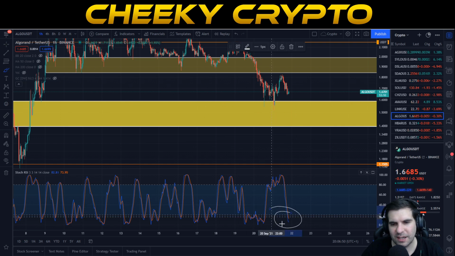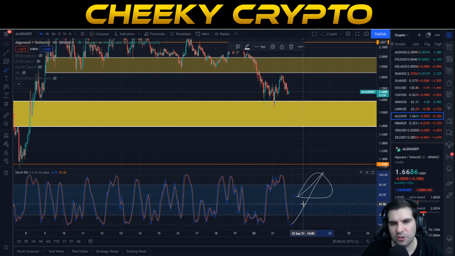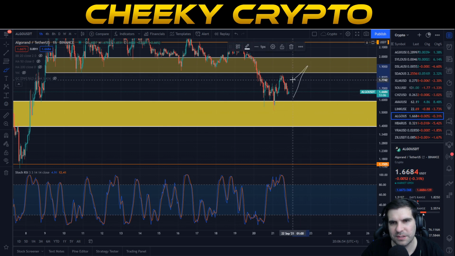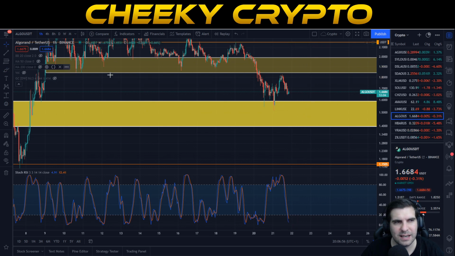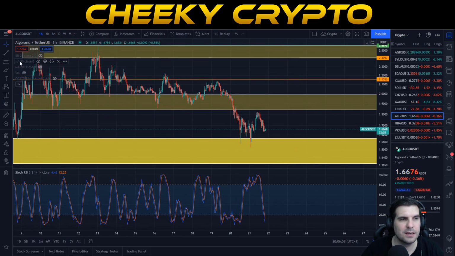Now, when we take a look at our stochastic on our hourly, we're oversold again. So our short term is bullish to look to the upside, and along with our daily, which is at absolute zero on our stochastic. So overall, our small time frame here of the hourly is looking to push to the upside. Our daily is looking to push to the upside, and our weekly is looking to push to the upside.